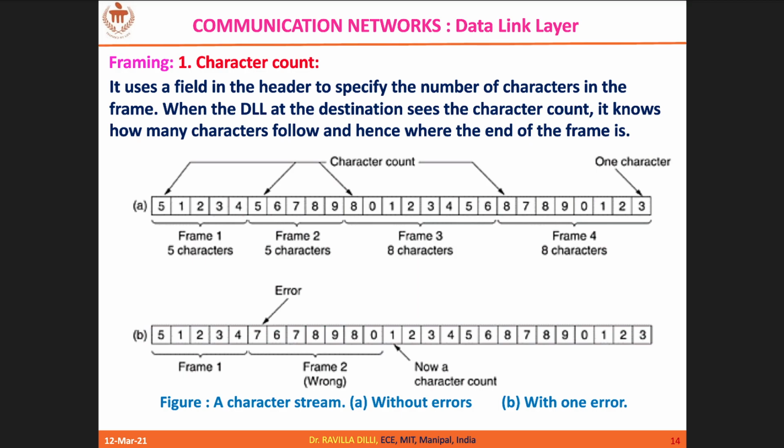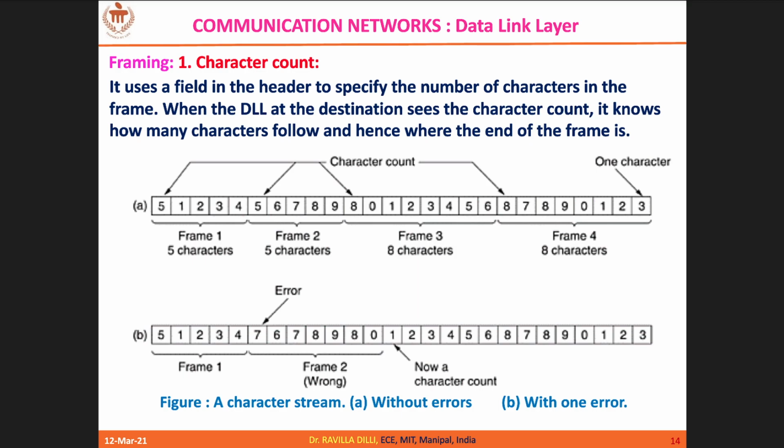So framing using character count means that the first field of the frame indicates the number of characters in the frame, including the count value. Hope you understand this point.